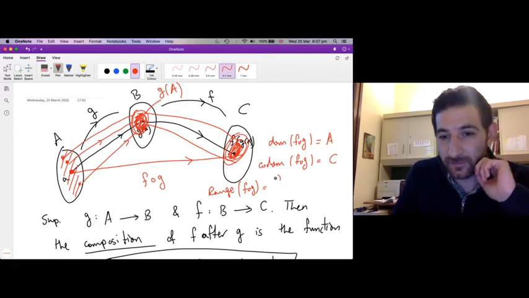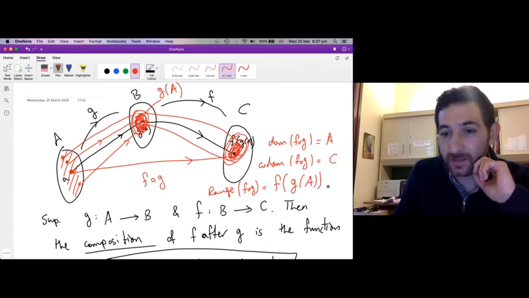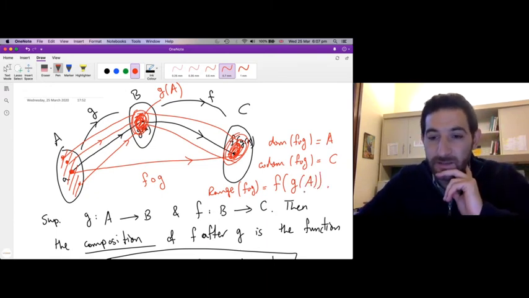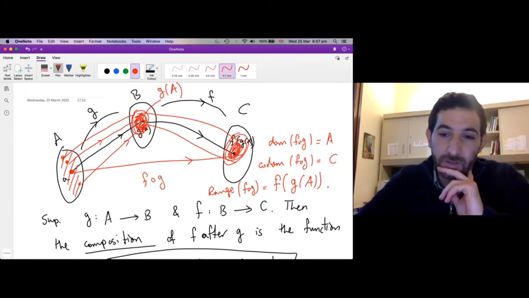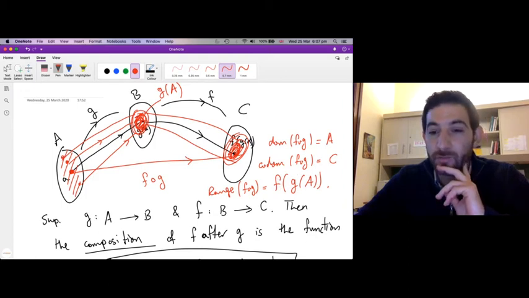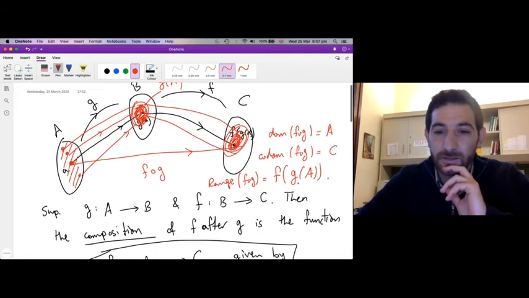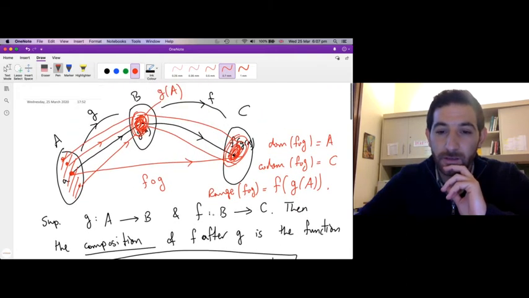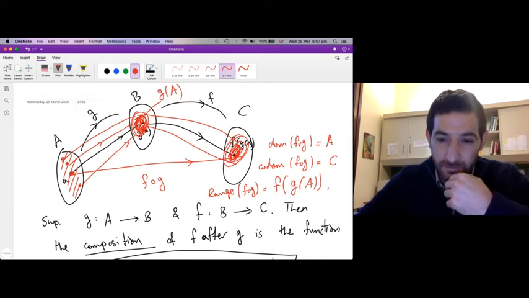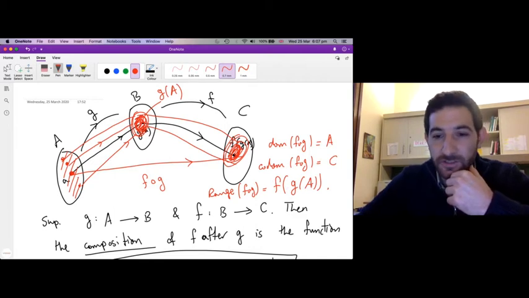So this is f of g of A. And in words, it is the image under f of the image of the domain of g, which is the range of g. Let me say it again. The range of f after g is the image under f of the range of g, right? g of A is the range of g.